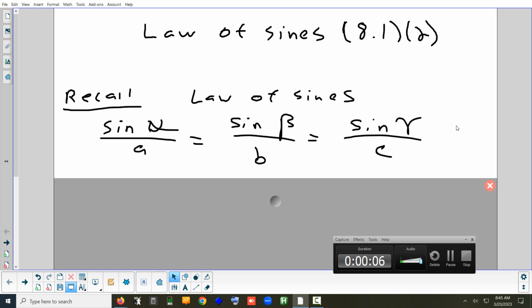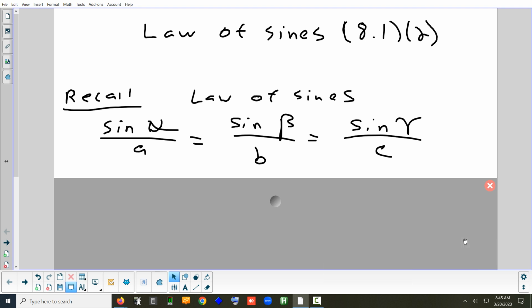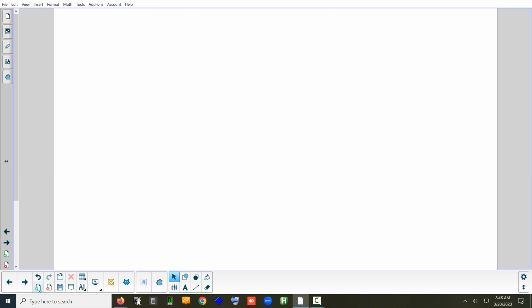So this week we're going to continue, at least for the first half of the week, looking at sections 8.1 and 8.2, looking at solving triangles. The idea is we've got to figure out the measures of all the angles and the sides. And there's 6 cases we're going to look at. 3 of the cases use what's called the law of sines. The other 3 cases use the law of cosines.